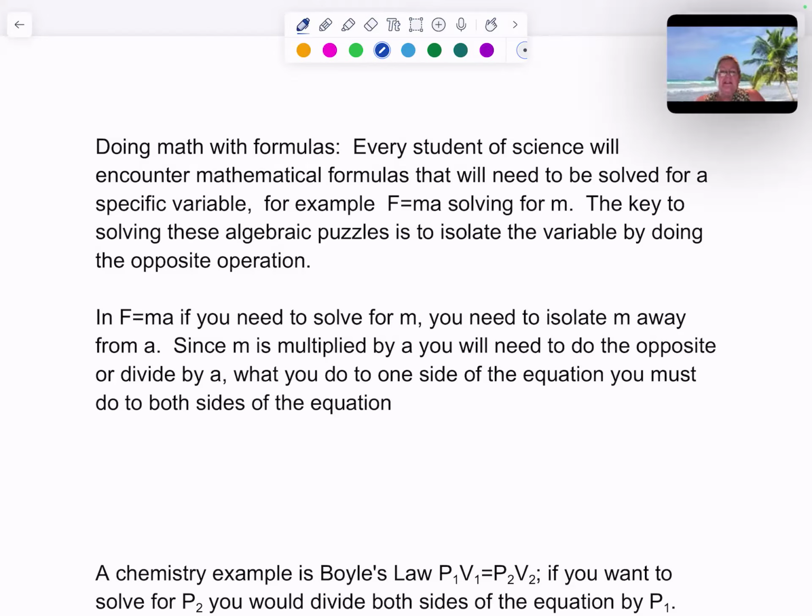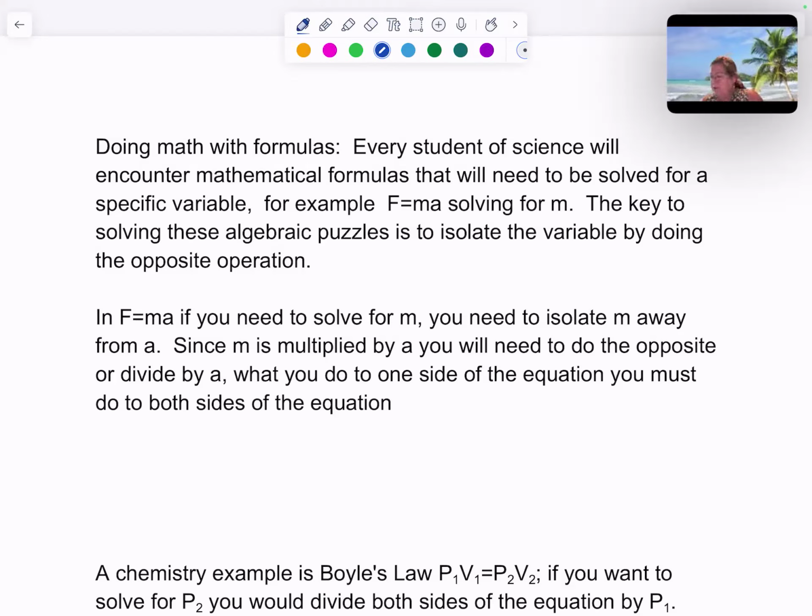Every science student is going to encounter some type of mathematical formula that's going to need to be solved for a specific variable. For example, in physics, quite often you need to solve F equals ma, and you need to solve for m or a. The key to solving these algebraic puzzles is to isolate the variable by doing the opposite operation.